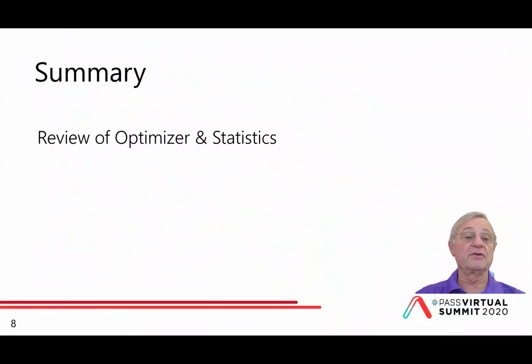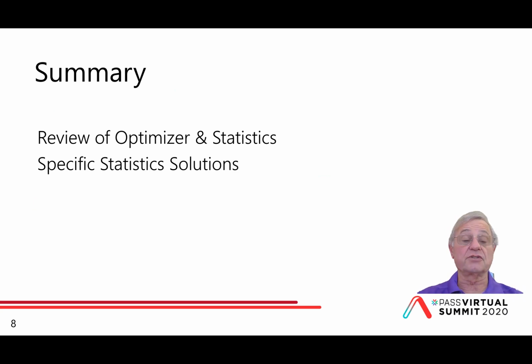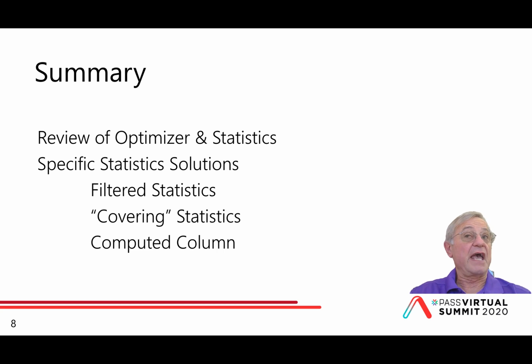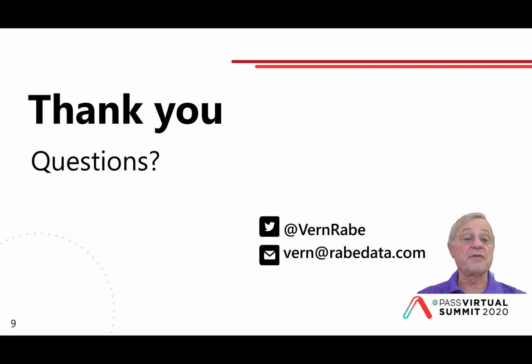Okay, summary of what we covered today. We went over a review of the optimizer and statistics, and we had some very specific statistic solutions, using statistics in not so common ways to solve problems. In those solutions, covering statistics and filtered statistics are 2 of the main solutions that we used. And another is just adding a computed column and letting SQL Server create statistics on it to satisfy some queries that you have. So I want to thank you very much, and we are now here for questions.